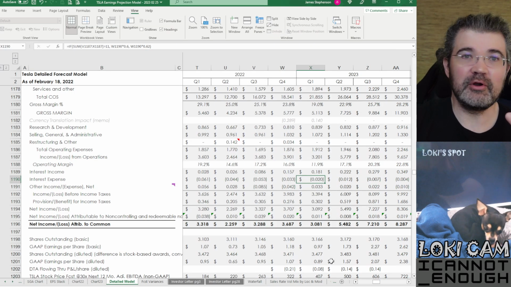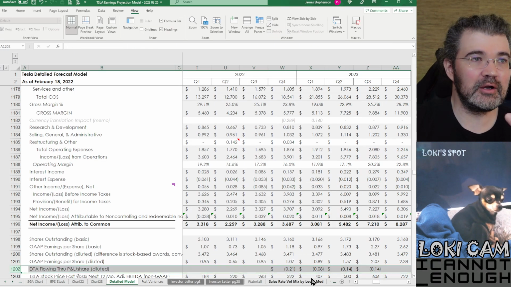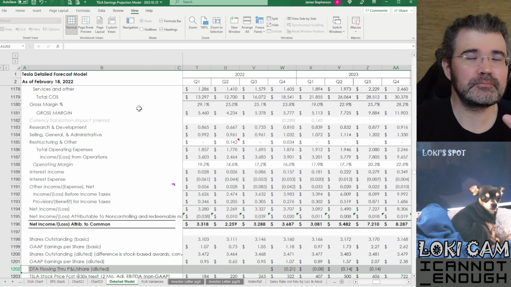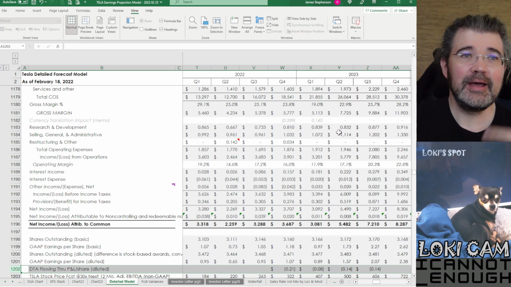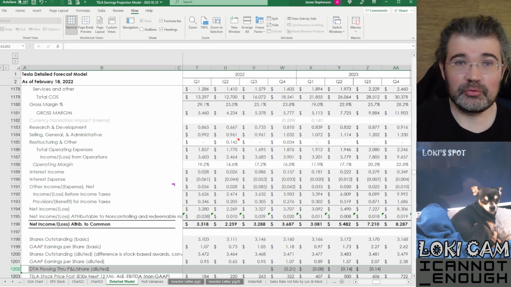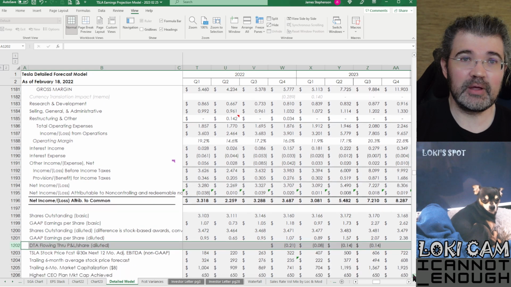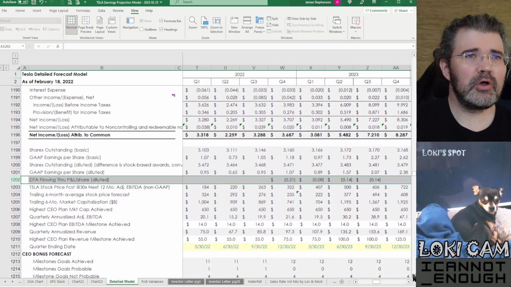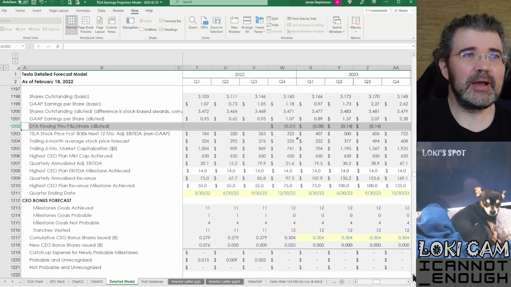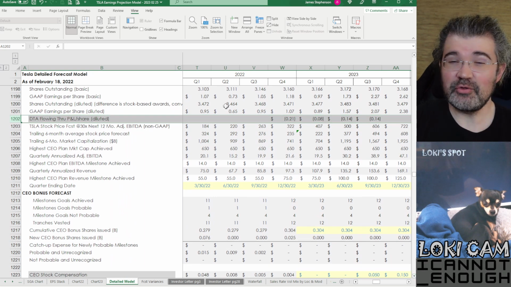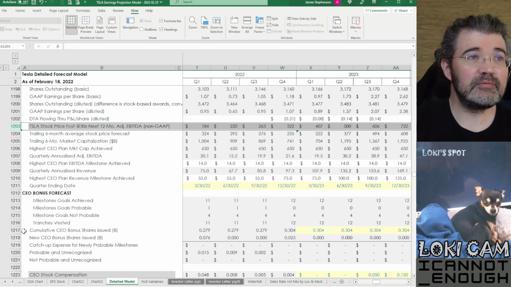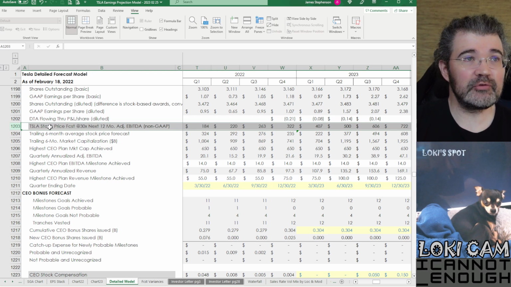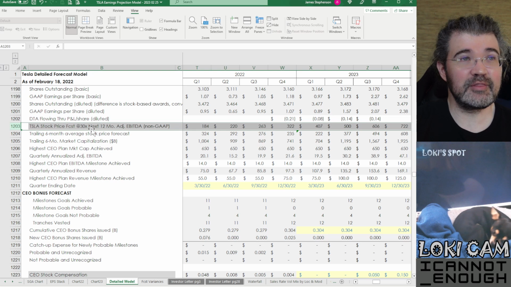So we ended off here at row 1202 below my income statement, which is the GAAP income statement as reported under GAAP rules, right? That's what that's doing. So what do I do in my next section? Well, I do a bunch of different things, so we'll just go down the list. Here on row 1203, I've got a row for Tesla stock price forecast at 30x the next 12 months adjusted EBITDA non-GAAP.